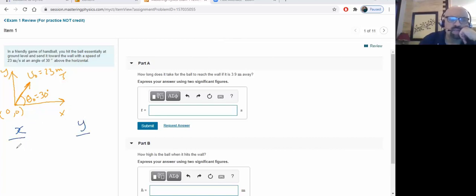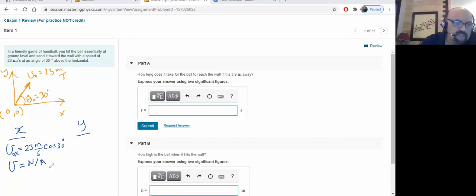This is a projectile. The information we have is the initial velocity. So we know that the initial velocity in the X direction will be 23 meters per second, cosine the angle, which is 30 degrees. We have the velocity in the X direction. We don't have any information about the final velocity or the velocity at any moment after t equal to 0.